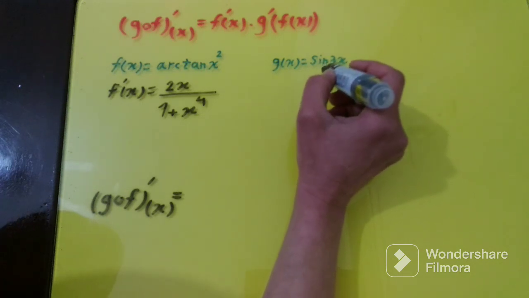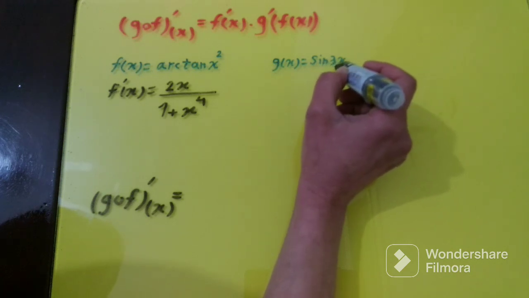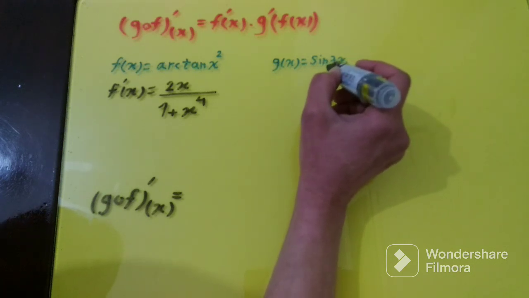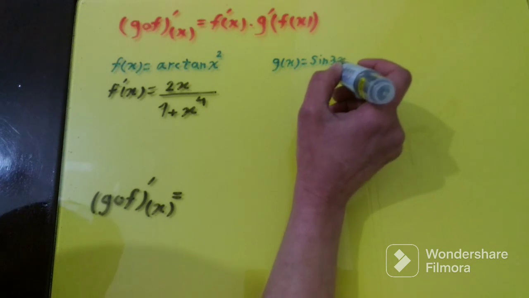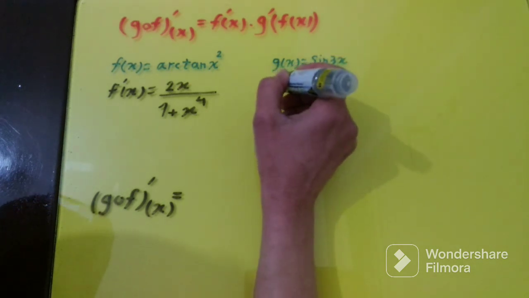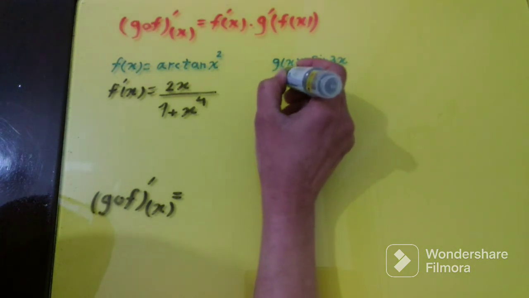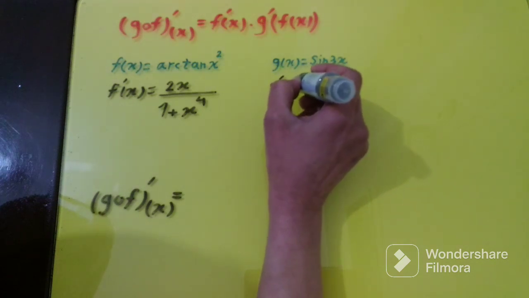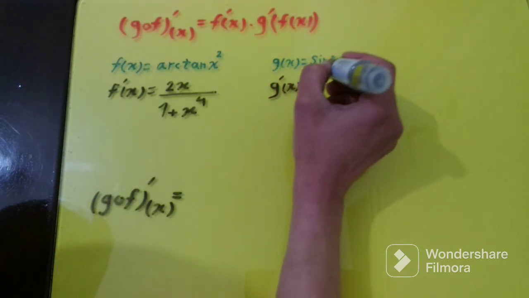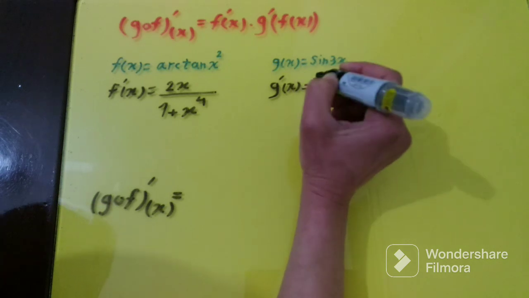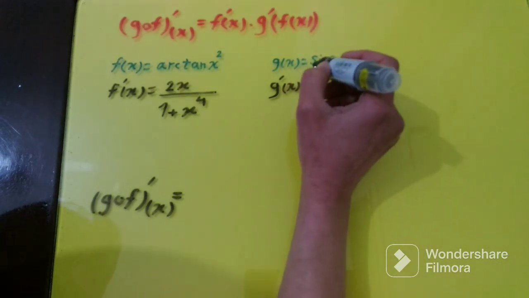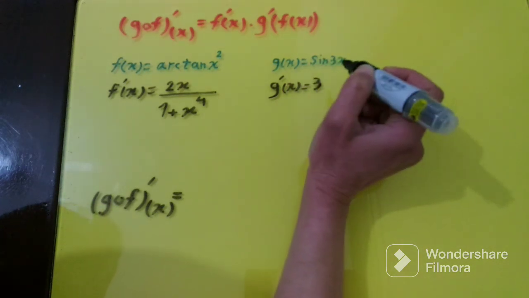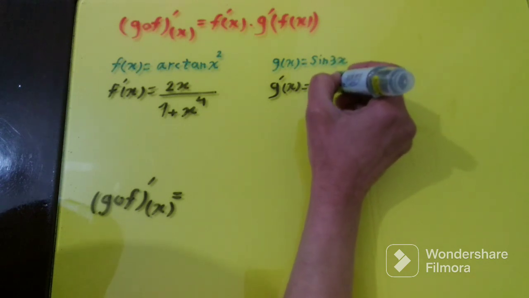For getting the derivative of this function, as g is a trigonometric function, according to the formula related to this function, first you should get the derivative of this term. The derivative of this term is 3, the coefficient. So it's 3 times, now you should get the derivative of sine. The derivative of sine is cosine.